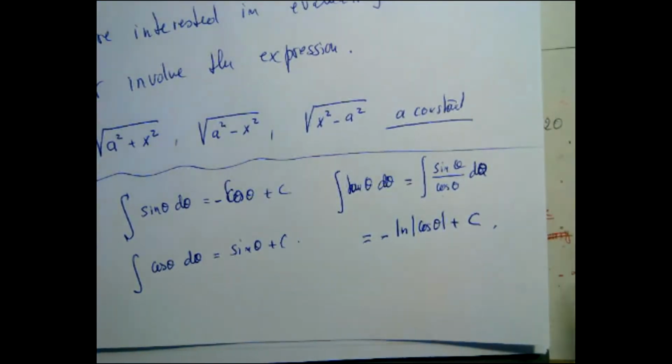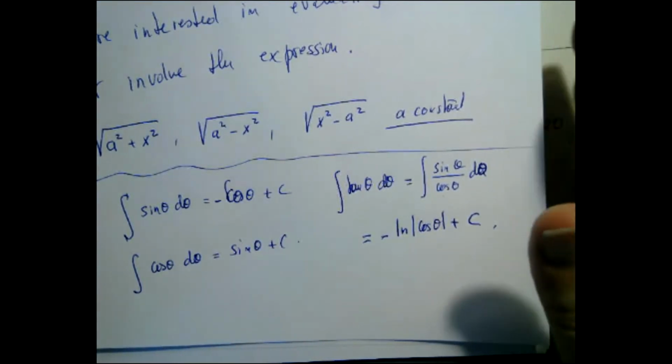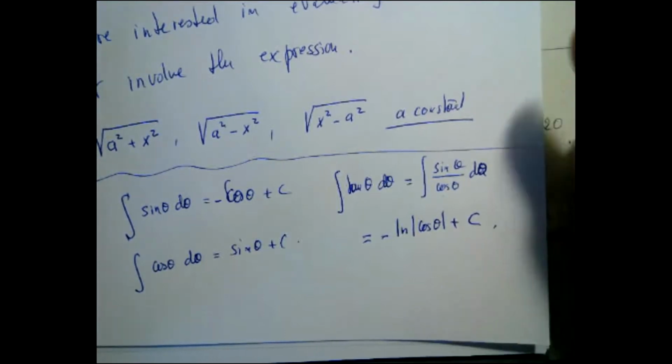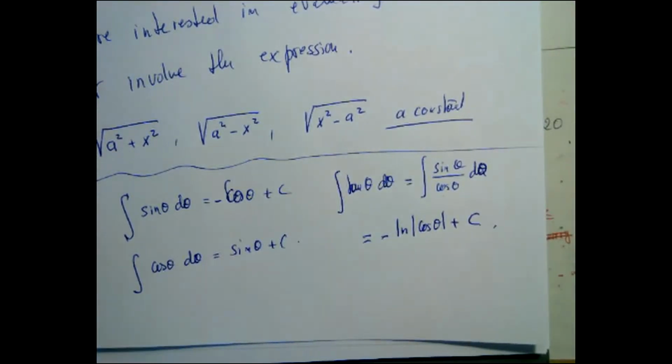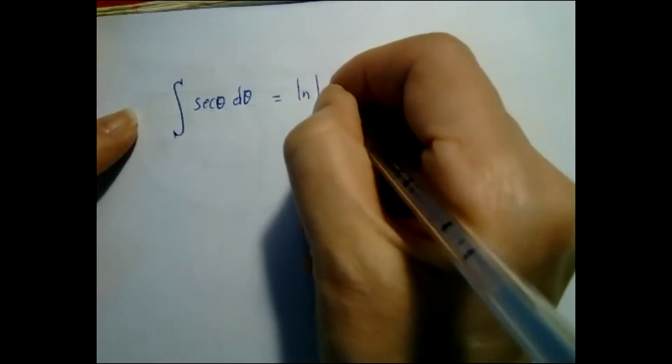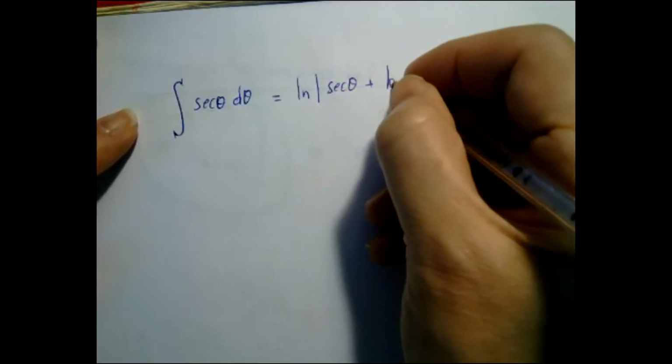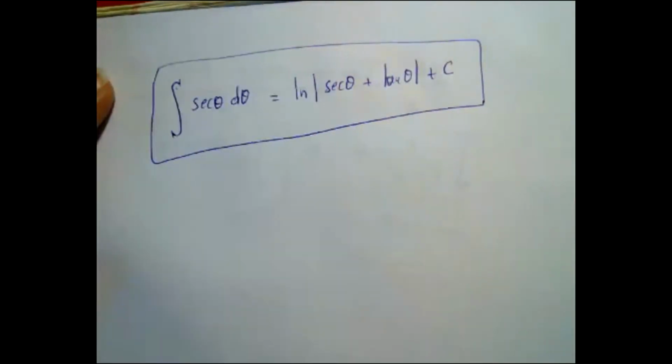Now we still have one, which is the integral of secant theta. What's the antiderivative of secant? Okay, I'll show you how to get it, but usually you either memorize it or you use it whenever it comes up. So the one I'm going to establish is the antiderivative of secant. All right, it's going to be ln of secant plus tangent theta plus c. That's going to be the antiderivative.